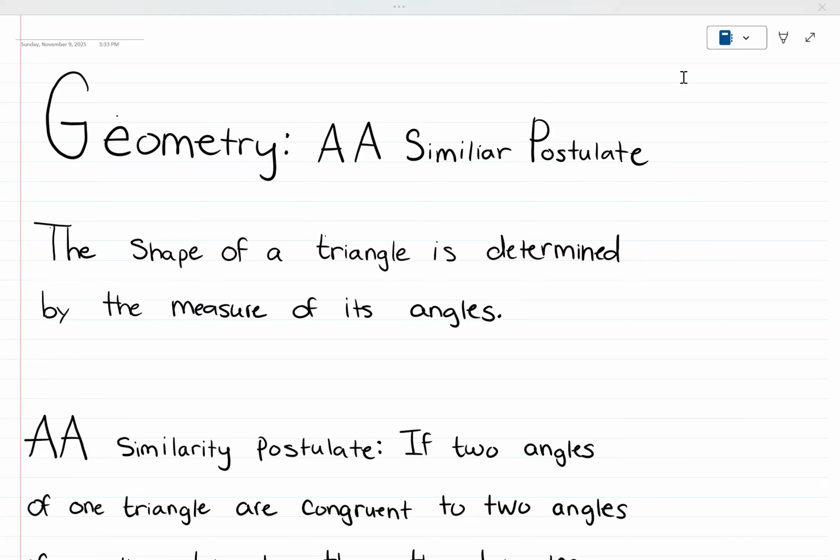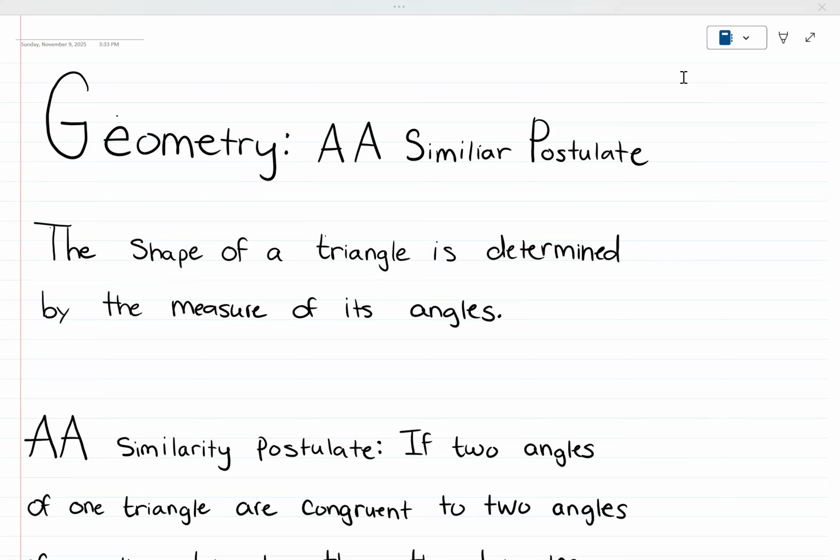Hello, in this video we'll go over the similarity postulate. We are going to see if we can prove that two triangles are similar. So this is one way of figuring out if two triangles are similar.